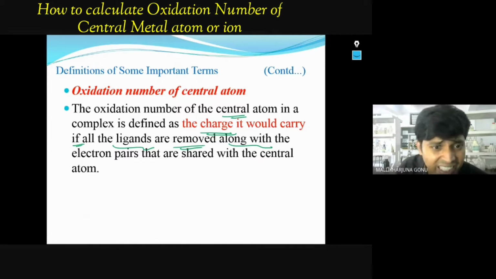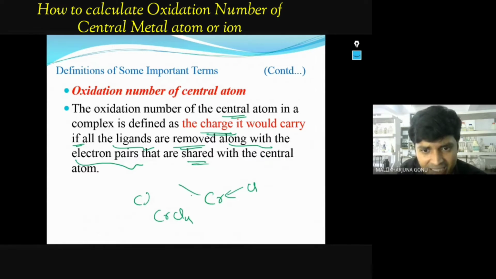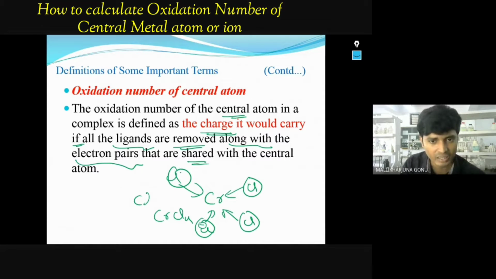Ligands are removed along with the electron pairs that are shared with the central atom. For example, chromium, like CrCl4. I will write CrCl4. That means Cl is sharing, Cl is sharing, Cl is sharing, Cl is sharing, whatever lone pair of electrons it has. Here one lone pair of electrons is being shared. So if you remove this Cl with the lone pair of electrons, whatever charge is generated, that is the oxidation number.